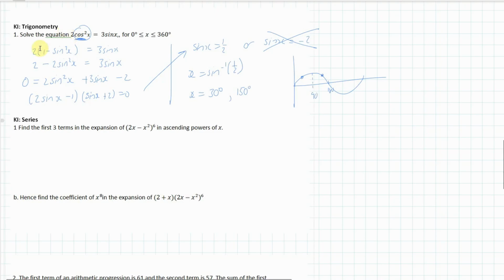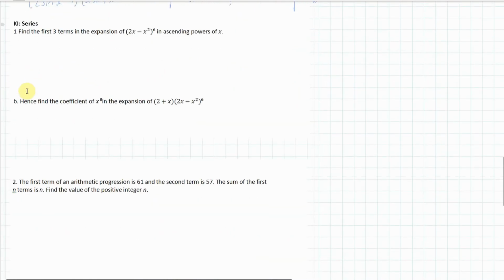Alright, next one, we've got to do a series question. First 3 terms of the expansion. Okay, that's pretty easy. So the first one is 6 choose 0 times 2x to the power of 6 into negative x squared to the power of 0. The next term is 6 choose 1, 2x to the power of 5 into negative x squared to the power of 1, plus the next one is 6 choose 2 into 2x to the power of 4 into negative x squared to the power of 2.